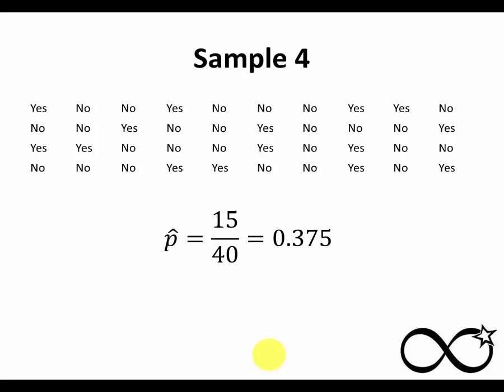So what we see here is that our sample results vary from sample to sample. Sometimes they're a little lower than our population proportion, sometimes they're a little higher, and in some cases they're exactly equal to our population proportion. This is called sampling variability.